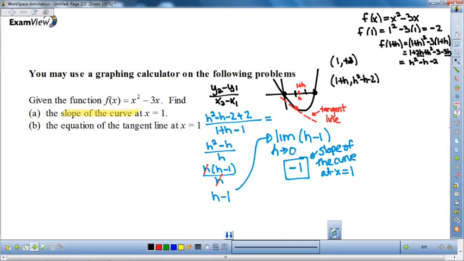So what you always want to do is make sure it makes sense. Notice that it's a negative slope, so is your line decreasing? And the line is decreasing, so it should be negative.